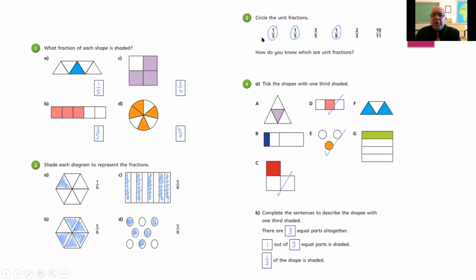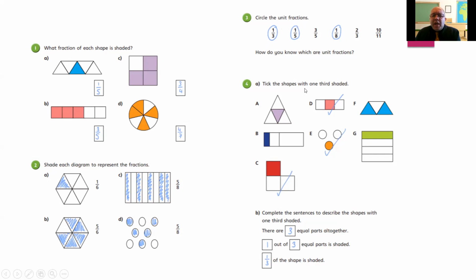Number 3, circle the unit fractions. Now, the unit fractions, remember, are those where 1 is your numerator. So 1, 2, 3 of them have a 1 as a numerator, so they're the unit fractions. And that's your explanation. How do you know? Because they have 1 as their numerator.